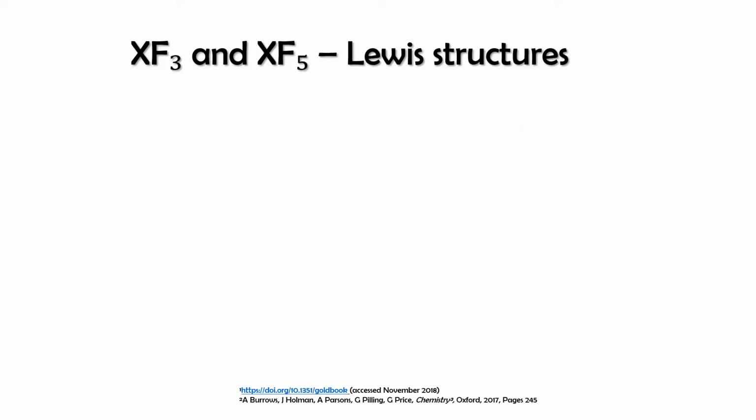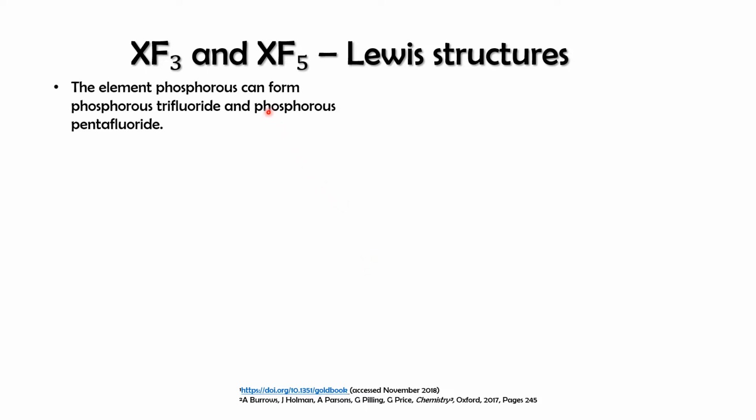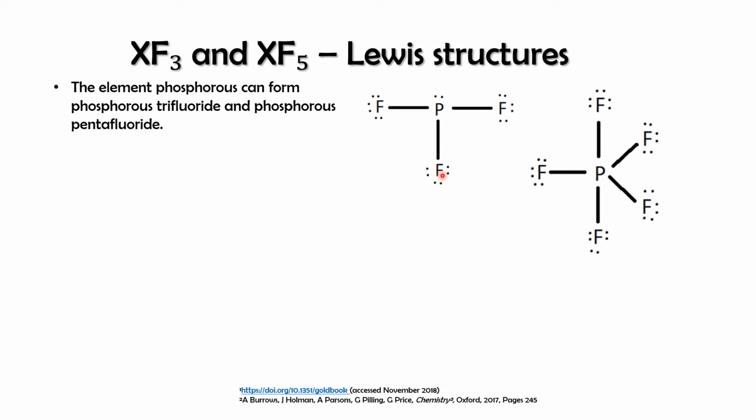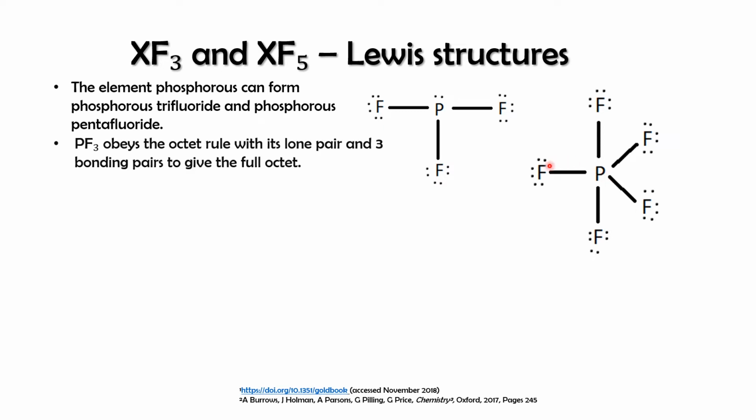The next two structures are phosphorus trifluoride and phosphorus pentafluoride. So here we've got the Lewis structures. We've got phosphorus trifluoride here, crudely drawn in Paint, and phosphorus pentafluoride here. So phosphorus trifluoride obeys the octet rule. We've got a lone pair here and 3 bonds, 1, 2, 3, and this gives us 8 electrons in the outer shell, so the full octet.